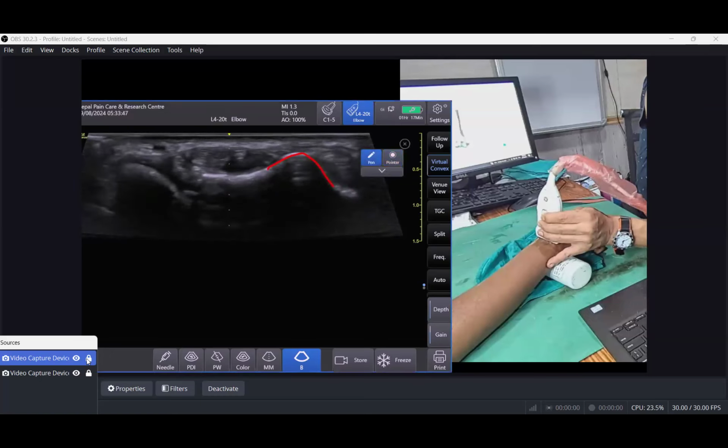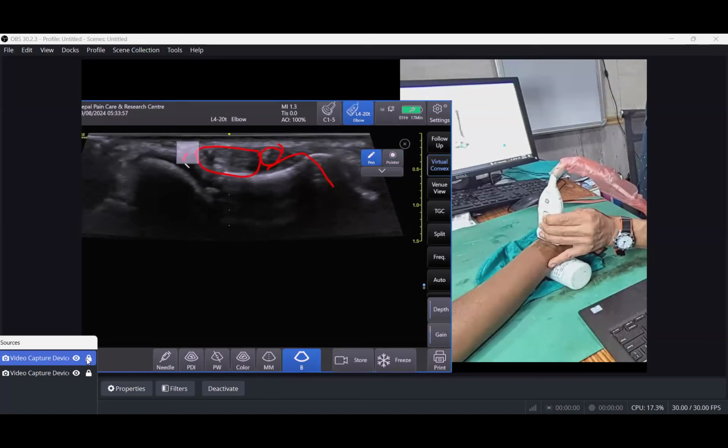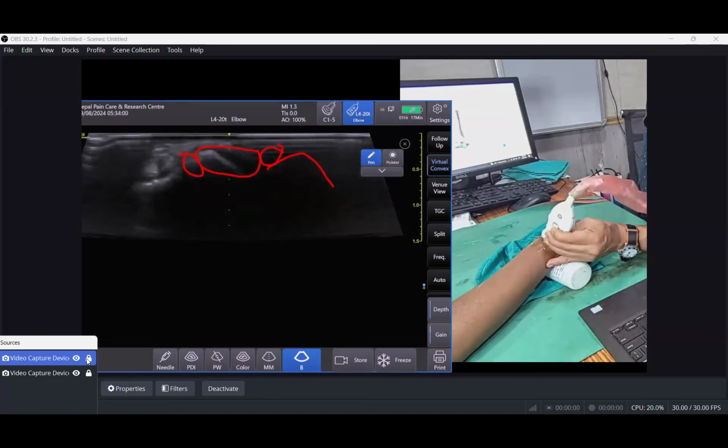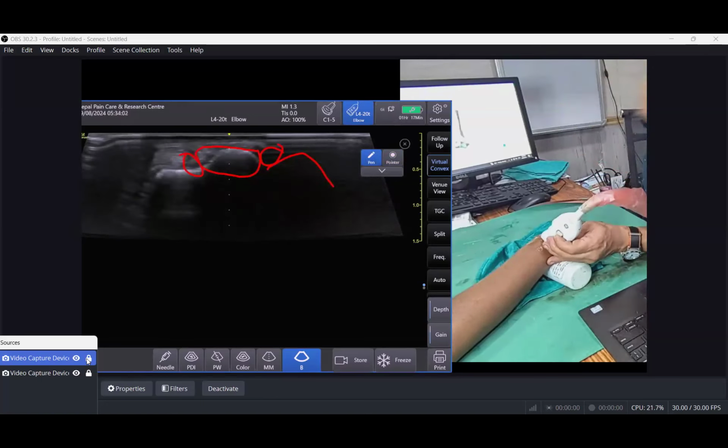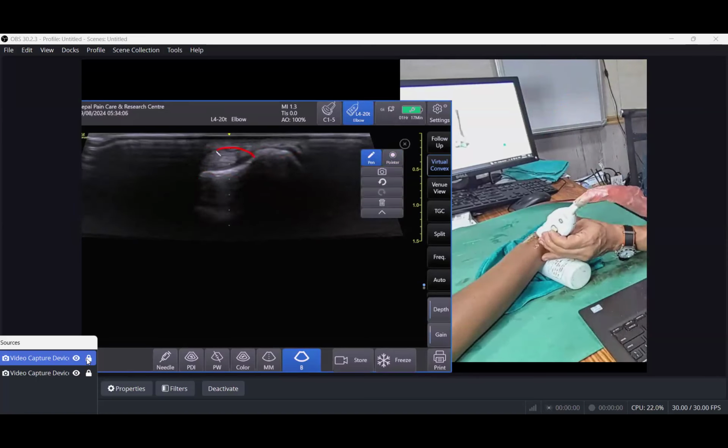Lister's tubercle. This is compartment number 3. This is extensor pollicis longus, and this one is compartment number 4, and this one is compartment number 5. And here will be compartment number 6, extensor carpi ulnaris. So this one is compartment number 6.